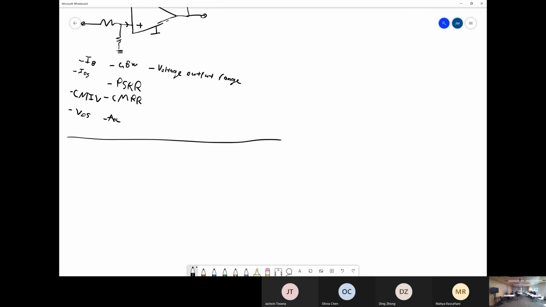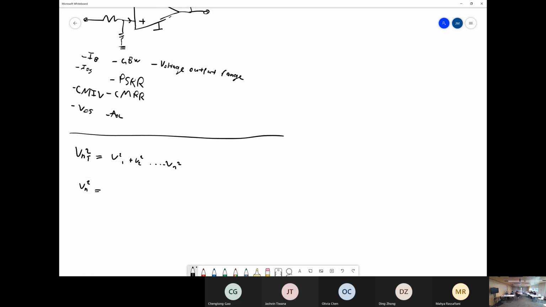The key thing to remember for noise is that it's a sum of squares. So your Vn total would be V1 squared plus V2 squared, and so on, up to Vn squared. Now, each of these noise sources might be filtered or put through a transfer function. If that's the case, then you'd have, say, your noise power spectral density V1 squared times the magnitude of your transfer function squared.